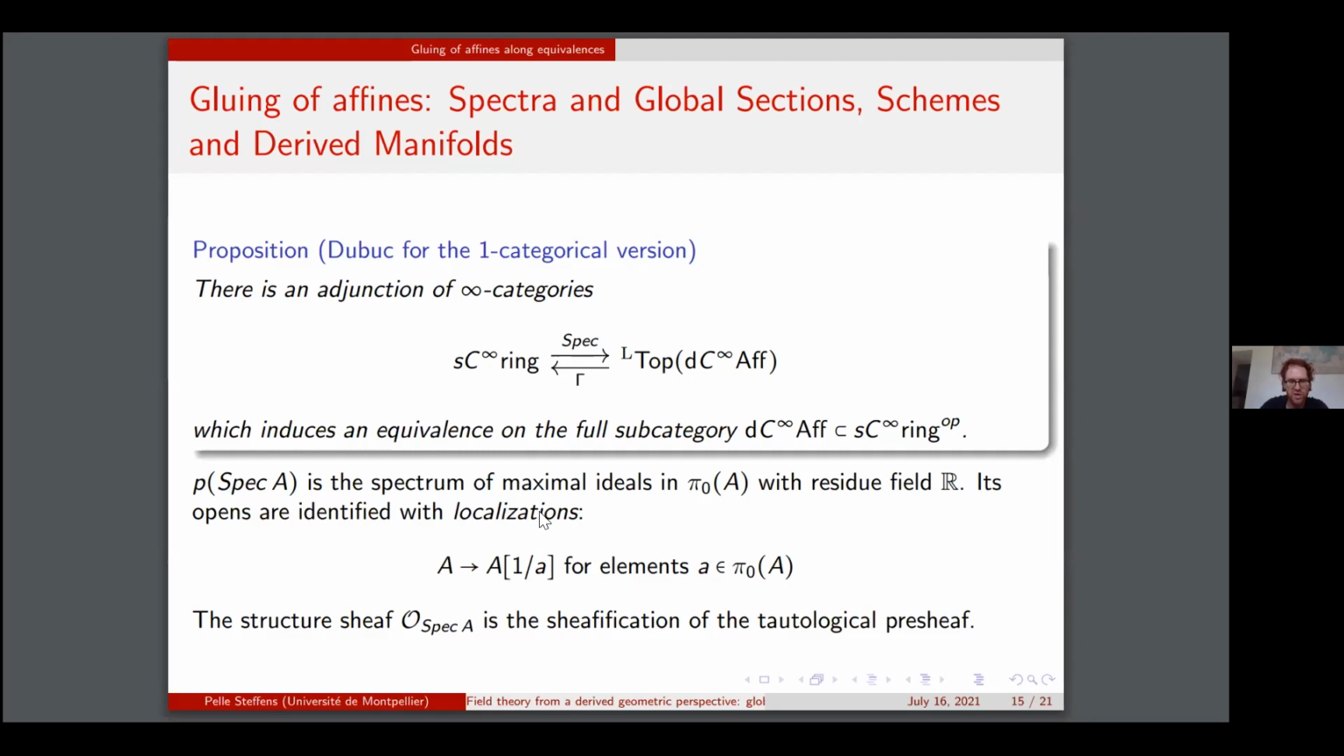And the structure sheaf is easy to define because all open sets are identified with localizations. So again, if A is C infinity of M, and you have some smooth function on the manifold, you can localize it. You ask where it's non-zero. That gives you smooth functions on this open set. That's this localization map. And the structure sheaf simply assigns the localization to the open set determined by that localization, and then sheafifies. Okay.